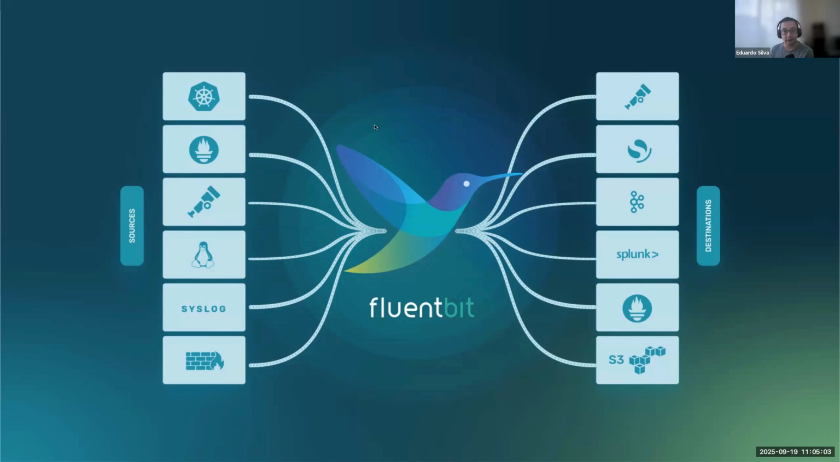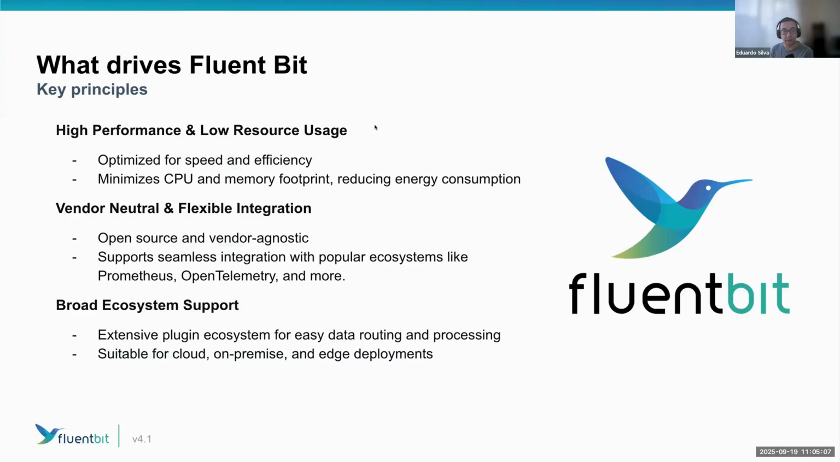So Fluent has been around for 10 years. And there are a few things that are really important to mention about the project. Primarily, the key principles that drive Fluent. And I would say that we always remember that these are three. One of them is to try to be really high performance at a low resource usage. So we always try to optimize for speed, efficiency, and try to reduce everything that is around CPU usage, but without sacrificing the performance.